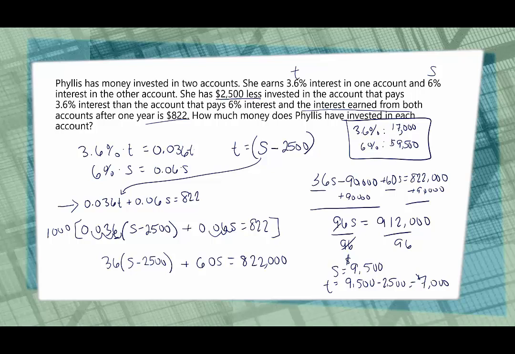Let's just make that look a little prettier. There. These have been examples of computing interest when we have two accounts, so therefore two variables.